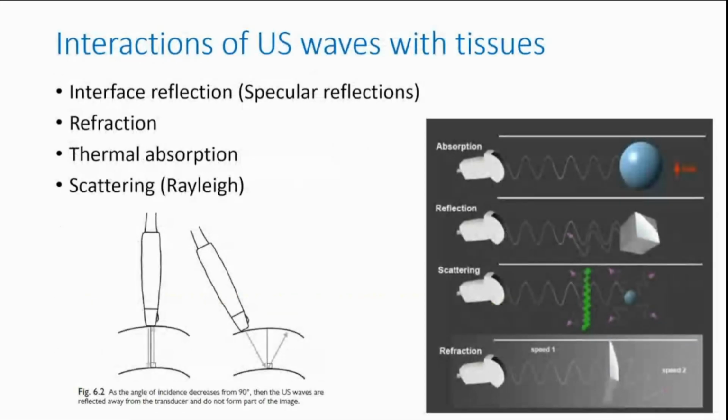So apart from being reflected, some of the ultrasound waves as they travel through the tissue medium may be attenuated, either by refraction, thermal absorption, or scattering. So for reflection, the reflectivity will generally increase if the difference in the acoustic impedance between two tissue mediums is greater.